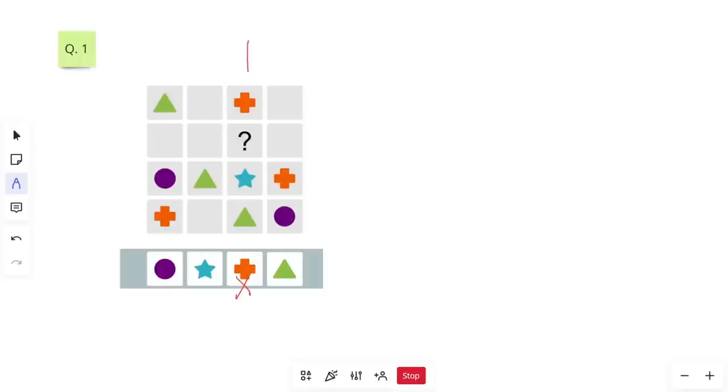Star is already there in this column, so star cannot come in the place of question mark also. Again, triangle is also there, so triangle also we have to eliminate. The only option that is left is circle. So after putting circle, we can see in this row nowhere circle is coming, and in this column also nowhere circle is coming. So the circle is the correct answer for this question.